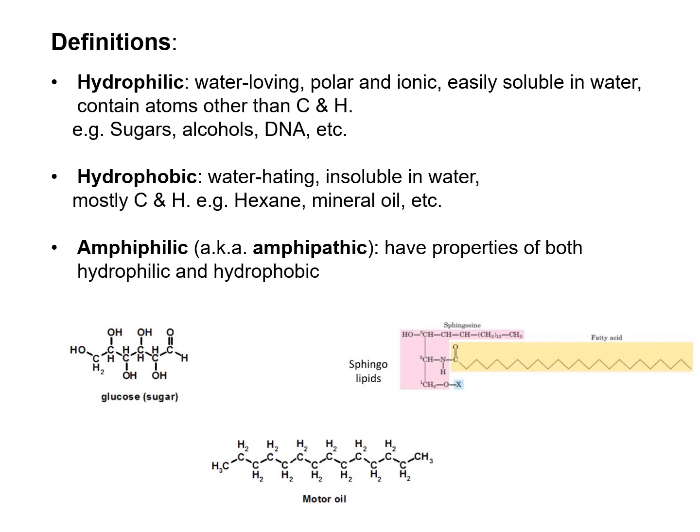And the next one is hydrophobic, or hydrophobicity. It means water-hating, and it's basically insoluble in water and mostly constituted by carbon and hydrogen, the hydrocarbons. The examples are hexane, mineral oil, etc., like a motor oil here too. And the last one here is amphiphilic, or amphiphilicity, also known as amphipathic. They have both properties of hydrophilic and hydrophobic. So sphingolipid is an example where one molecule has both a hydrophilic part as well as a hydrophobic part.